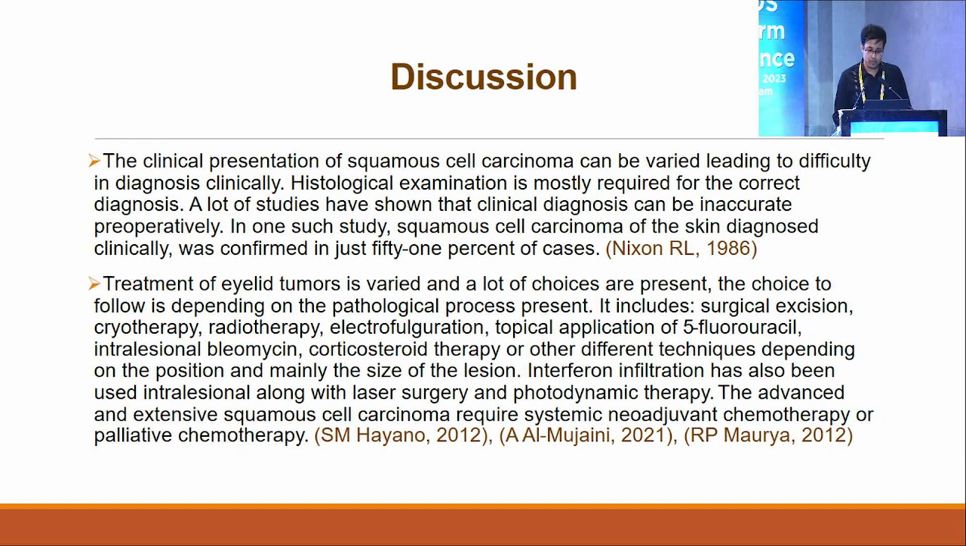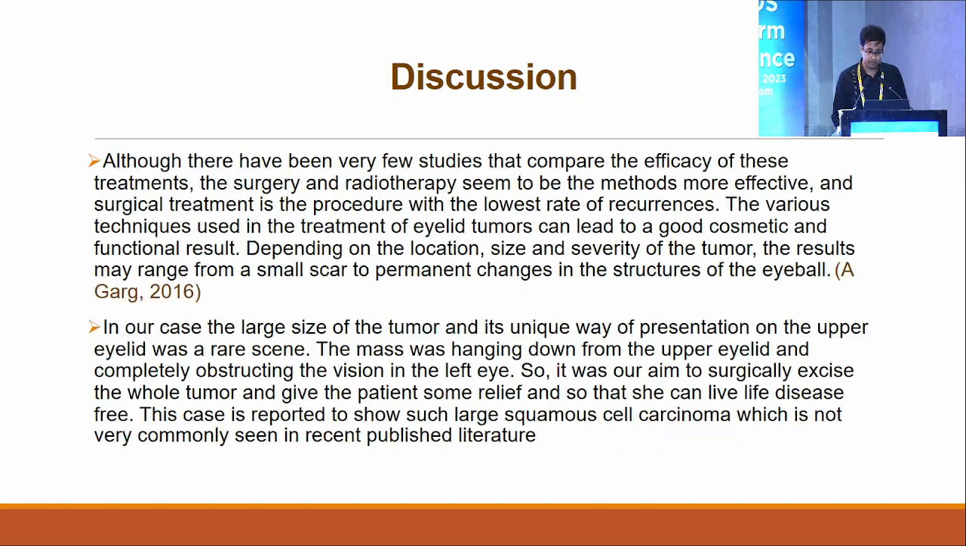The treatment of eyelid tumors is varied and a lot of choices are present. The choice to follow depends on the pathological process present. It includes surgical excision, cryotherapy, radiotherapy, electrofulguration, topical application of 5-FU, intralesional bleomycin, corticosteroid, or different other techniques depending on the position and mainly on the size of the lesion. Interferon infiltration has also been used intralesionally along with laser surgery and photodynamic therapy. The advanced and extensive squamous cell carcinoma also requires systemic neoadjuvant chemotherapy or palliative chemotherapy.